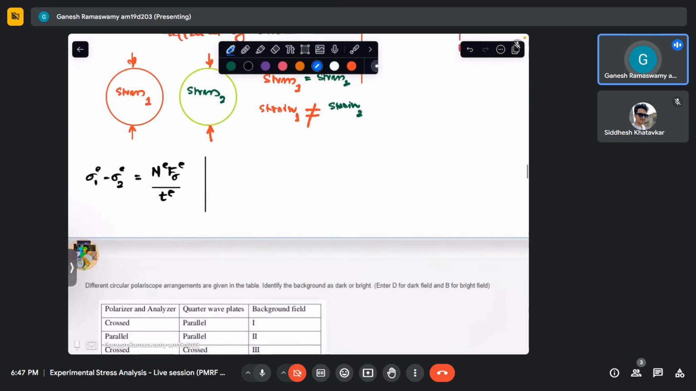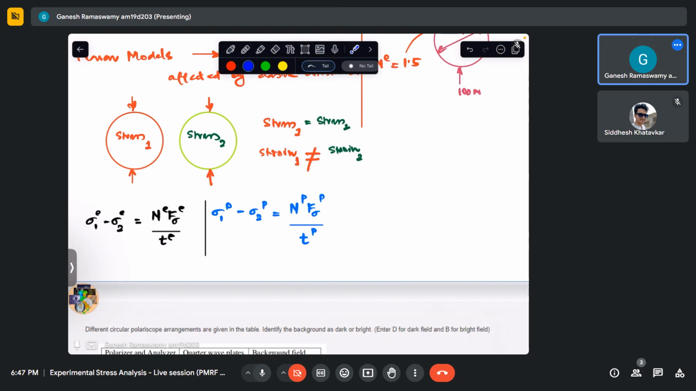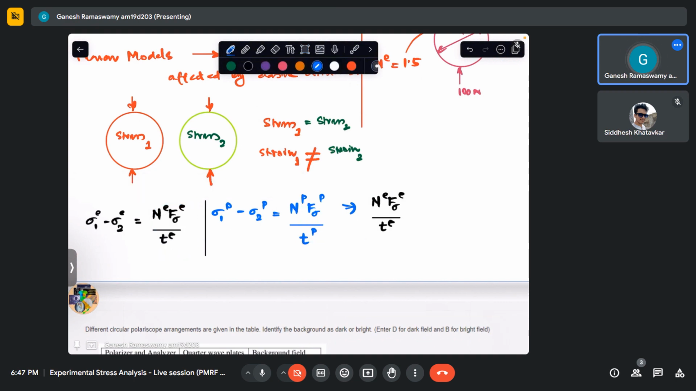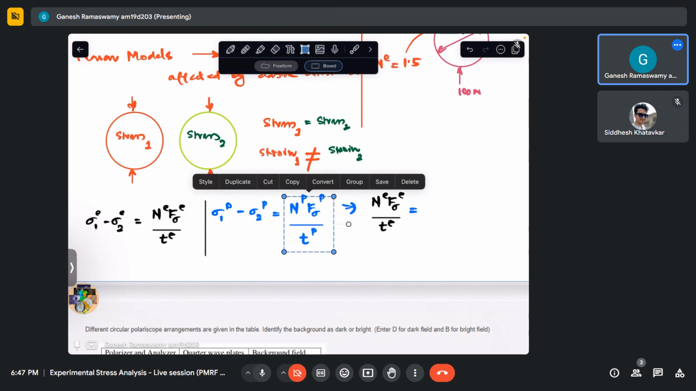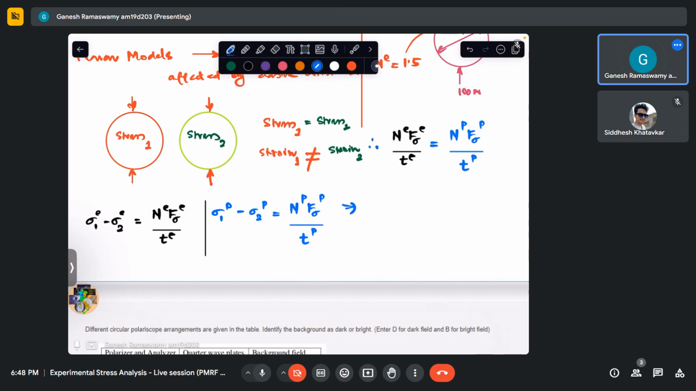Next, I conduct the same experiment on the polycarbonate disk. So I have sigma 1 polycarbonate minus sigma 2 polycarbonate at that point is equal to N in polycarbonate into F sigma of polycarbonate divided by the thickness of P. Now I know from my previous discussion that stress developed in both the models are same. So essentially the left hand side of these two equations are same, which implies that this is equal to this. So therefore this is equal to this.